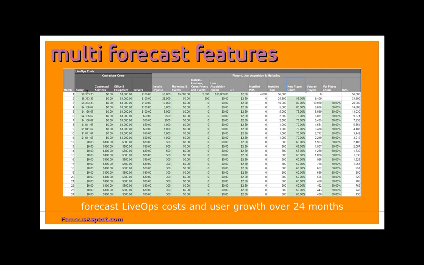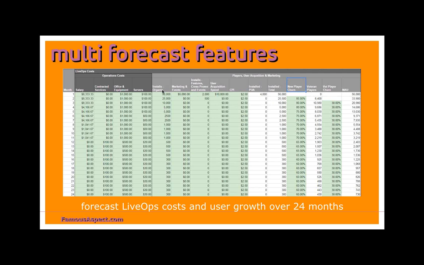Then it asks you to, and it's a month-by-month financial model, asking you to first lay out your operational cost on a month-by-month basis, and then also look at your marketing cost as well as what you expect your user growth to be over time.